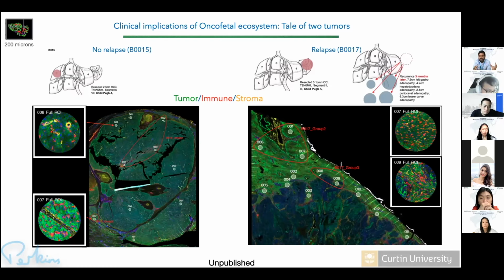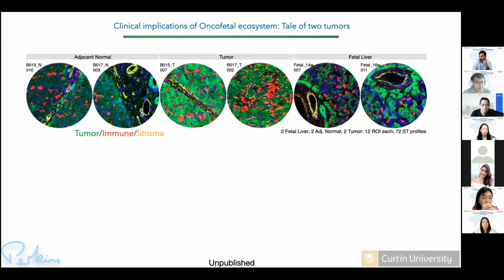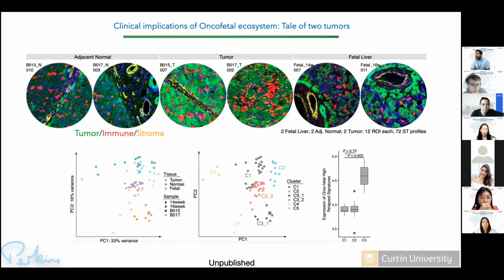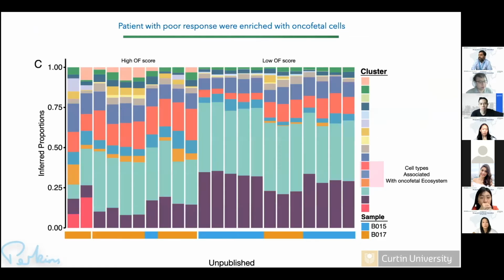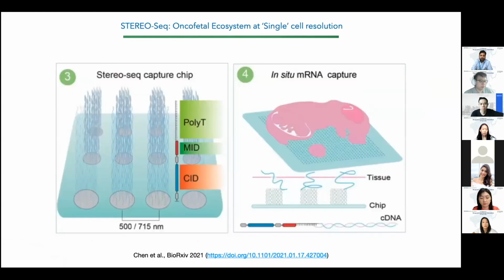So we did this spatial transcriptomics, and we looked into the areas based on the immune, stroma, and tumor markers. We also did the same experiment on the fetal liver, and what we could identify is that the patient who recurred earlier had more similarity in the transcriptomic profile to the fetal liver tissue. And again, when we look into these two patients, we found that the patient who recurs early has more oncofetal cells compared to the other patient.